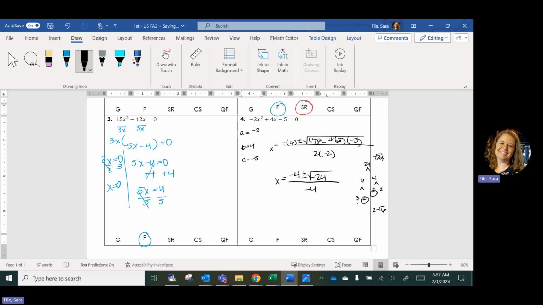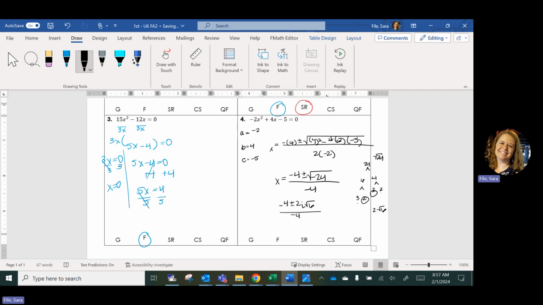Now, what about the negative? What's that negative under the radical? How does that come out? I. That's how it's imaginary. It comes out as an I. So it's going to be 2I root 6. So this would be -4 plus or minus 2I root 6 over negative 4.